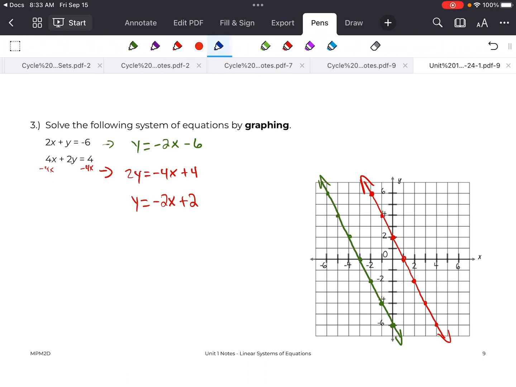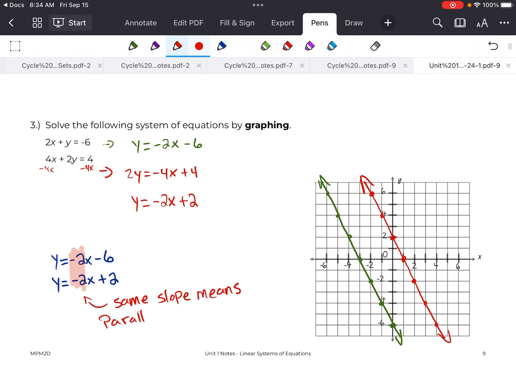Okay, and a reminder of how we know that they're parallel, well, when we're looking at the two equations here, the identical slopes mean parallel. Okay, same slope means parallel. Therefore, no points of intersection.